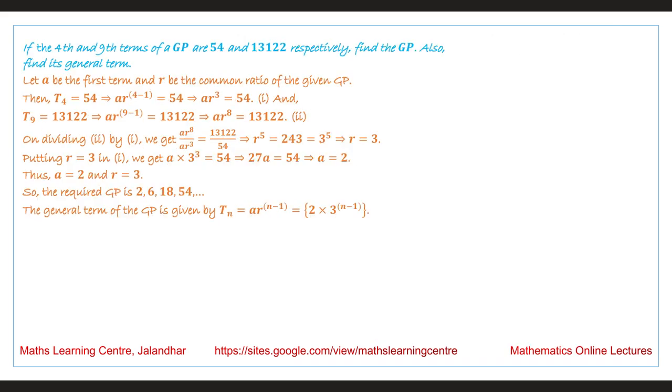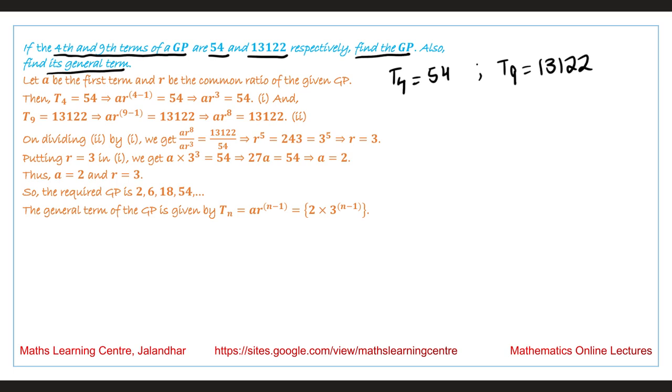Next, if the 4th and 9th terms of a GP are 54 and 13122, that is, T4 is equal to 54 and T9 is equal to 13122, we have to find the GP and also its general term. So we write ar^3 is equal to 54, and ar^8 is equal to 13122.